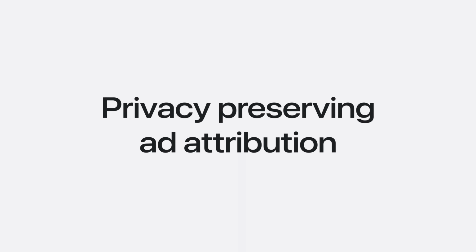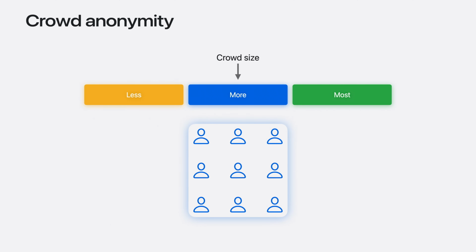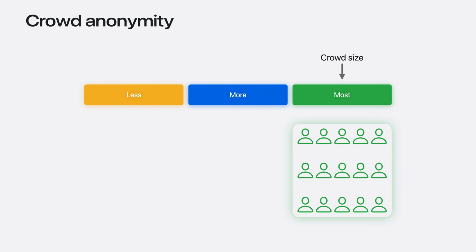Privacy is a big part of everything we do at Apple. Privacy-preserving ad attribution enables advertising attribution while preserving user privacy. Privacy-preserving ad attribution is built on top of crowd anonymity. At a high level, crowd anonymity will send less data back to ad networks and advertisers when there are fewer conversions. As the crowd size scales up, more data is sent back. Once the crowd size passes the highest level, the maximum amount of data is returned to ad networks and advertisers.